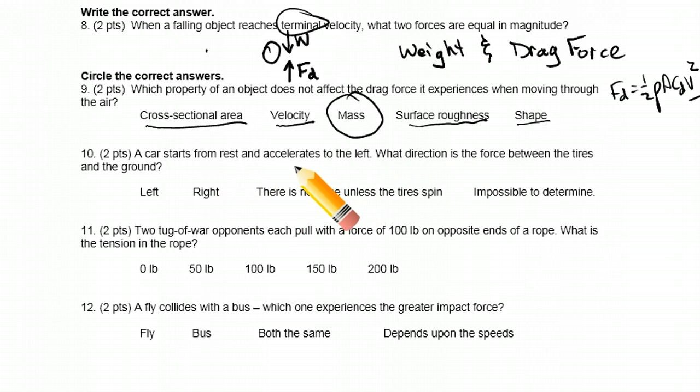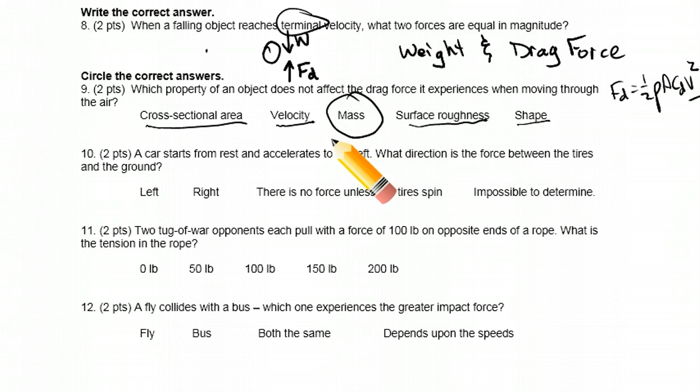A car starts from rest and accelerates to the left. What direction is the force between the tires and the ground? Okay, so what we're looking for here, if it's accelerating to the left, that means there's got to be some net force to the left, and that net force comes from the tires and the ground.